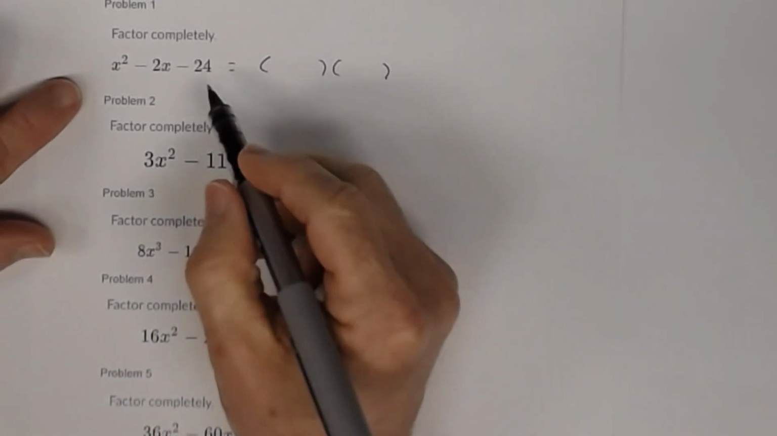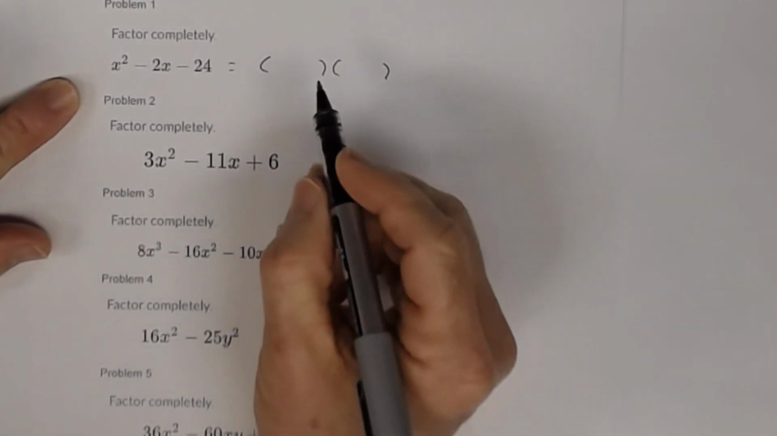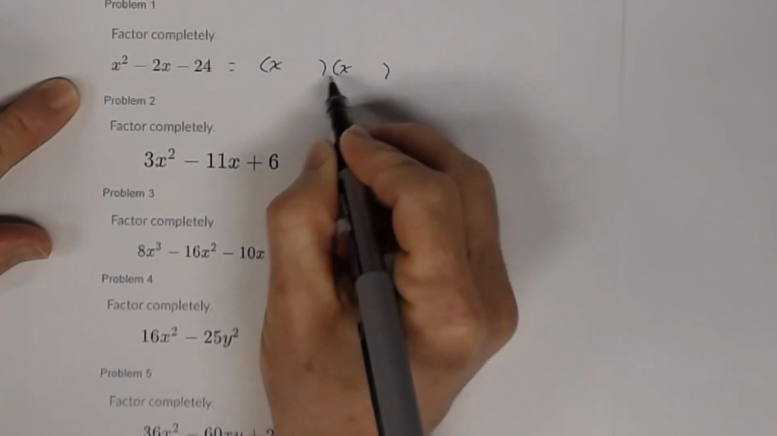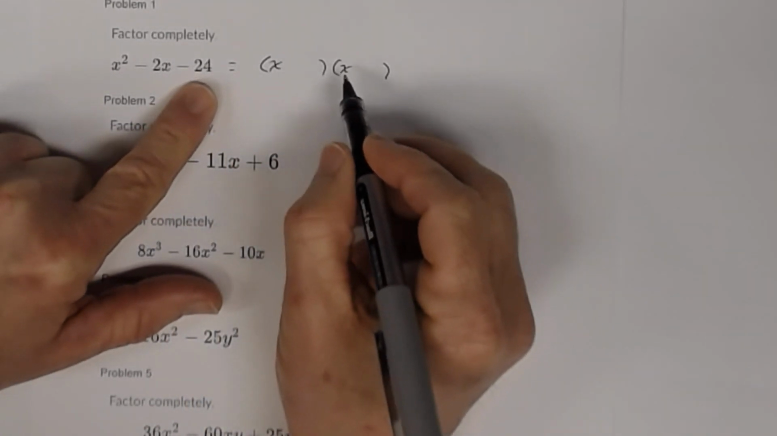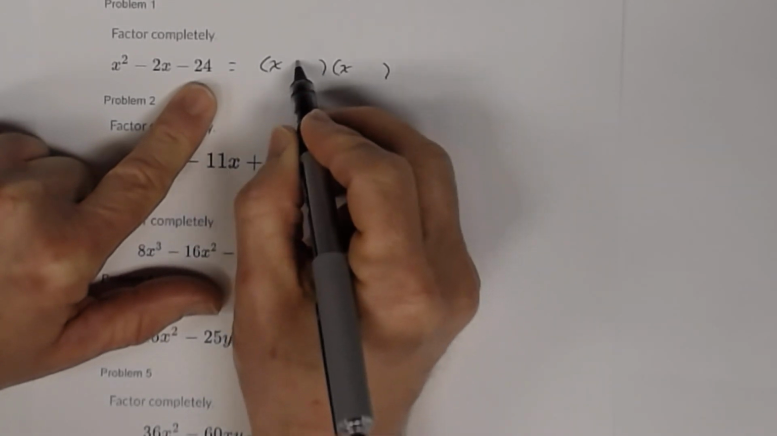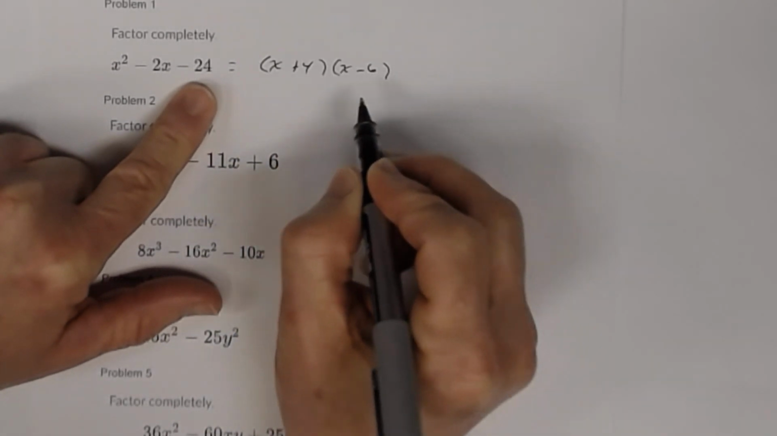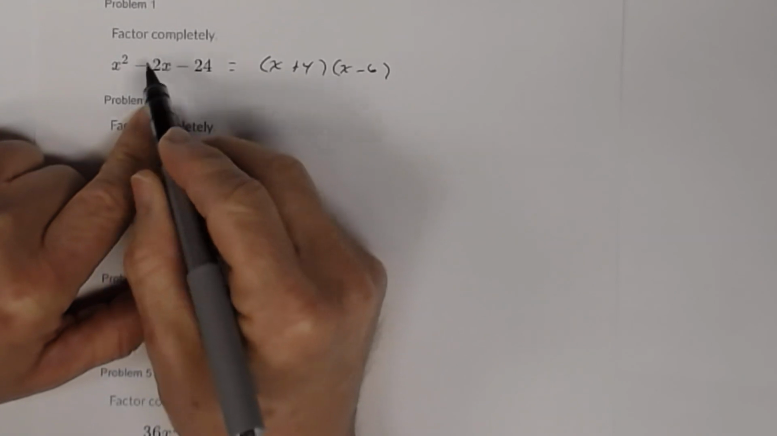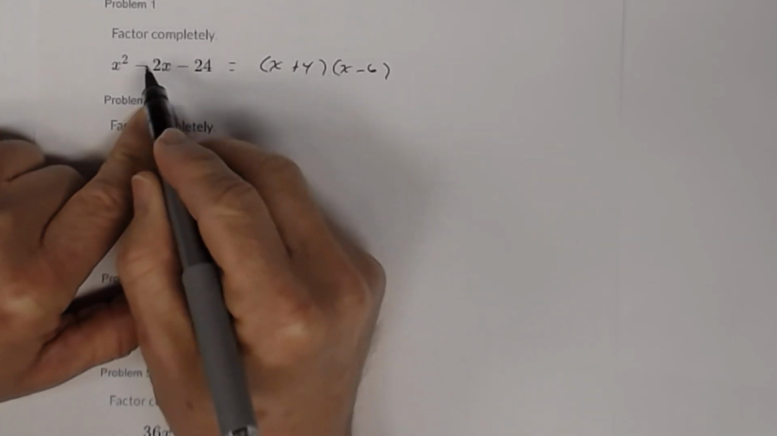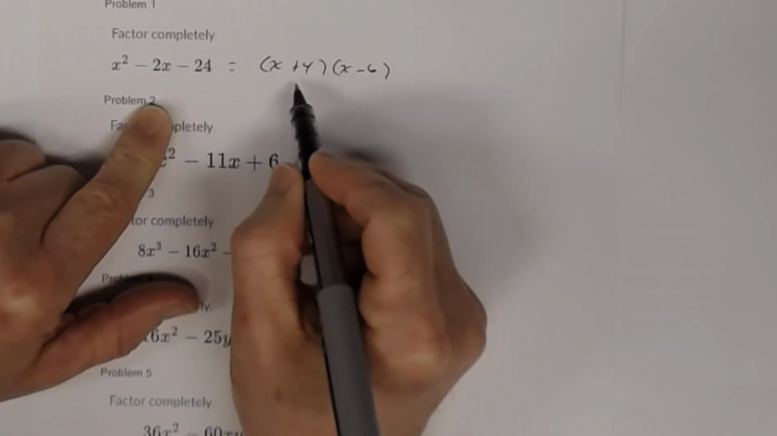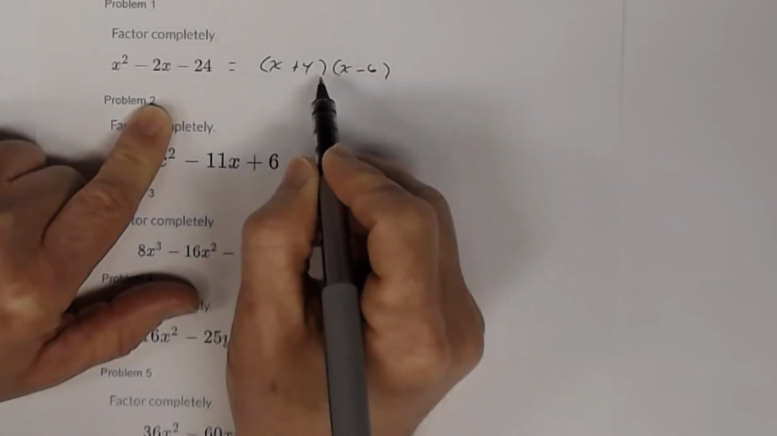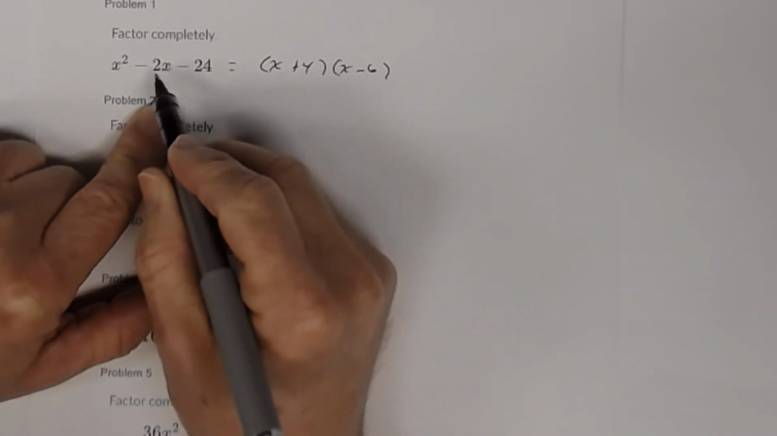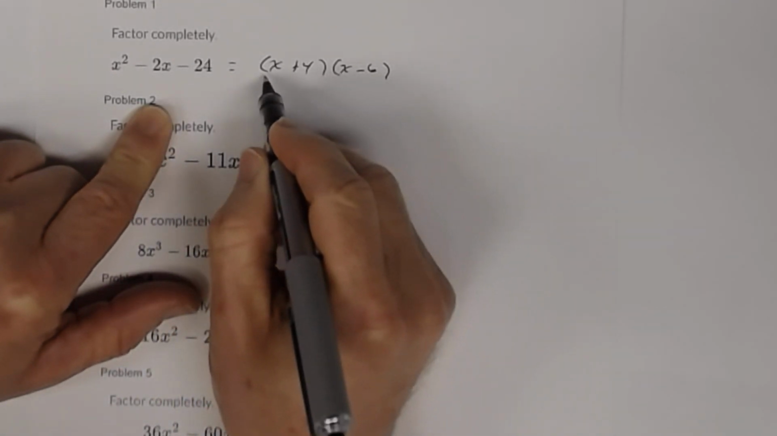But in this case, this is an easy one because the coefficient of x squared is 1, so we're going to have x times x is x squared. And for negative 24, let's go ahead and use positive 4 and negative 6. And that's going to work because remember, always check your work, because you want that middle term to be a negative 2x. So if you look at the outer is a negative 6x, the inner is a positive 4x, and when you add them up, you get negative 2x. So that's the answer for number 1.